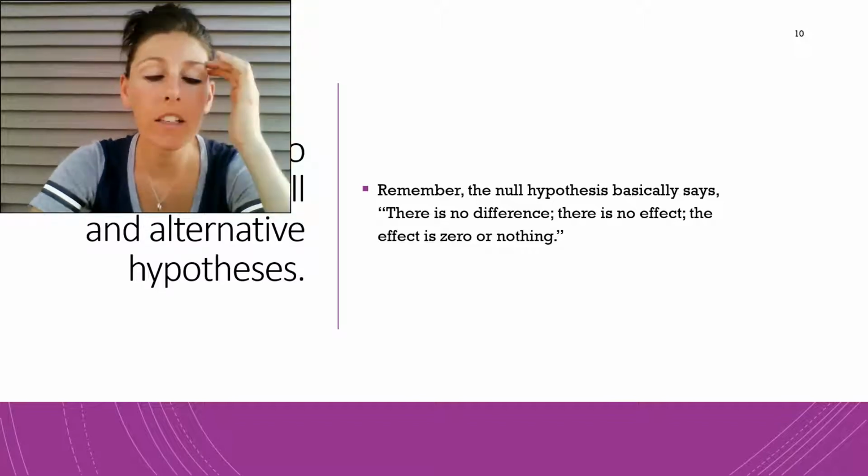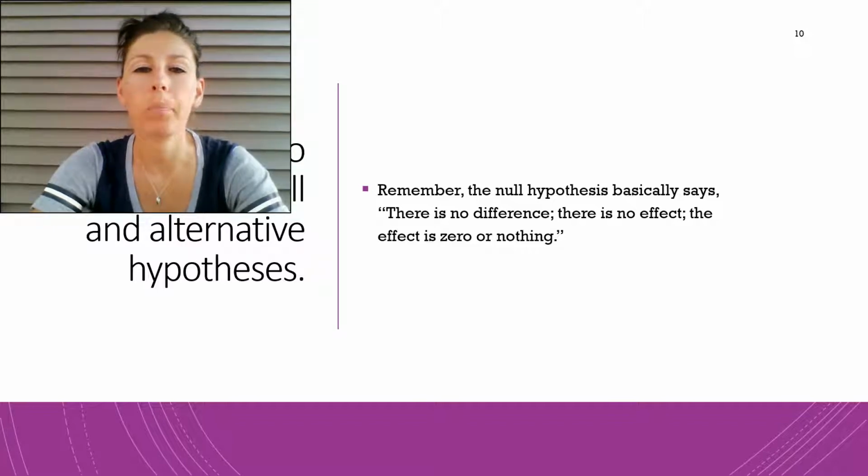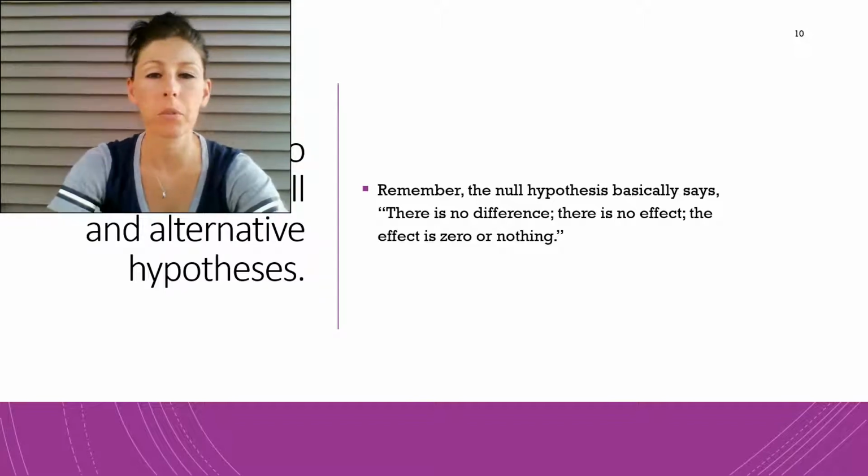So I think hopefully up until now the videos that we've looked at help make it clear, but there are a couple different scenarios in terms of writing your null and alternative hypotheses. I just want to have this video to make it a little bit more explicit in terms of how to write them. In the first scenario, remember the null hypothesis basically says there's no difference, there's no effect, the effect is 0 or nothing, which is what null means.